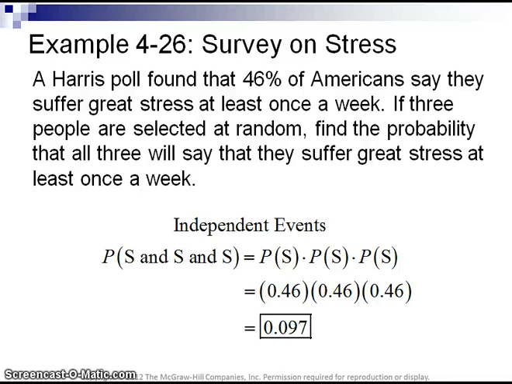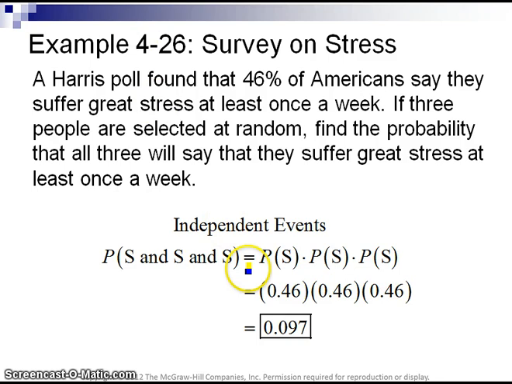So to think about whether that's independent or not, we want to know would the probability of the second person that you ask be influenced by the probability of the first person that you ask. So like if the first person says, yes, I suffer great stress, is that going to affect the probability of the second person suffering from great stress? And it doesn't. So these are independent events, and the difference here is we've got 3 of these, because we're looking at the probability all 3 will say they suffer great stress.